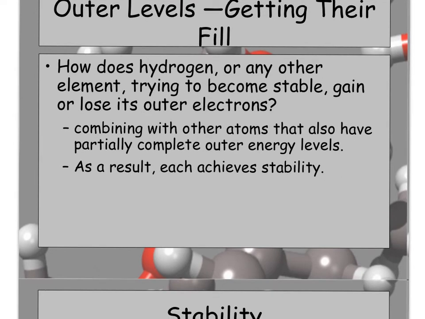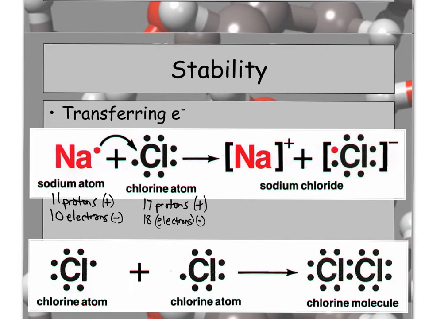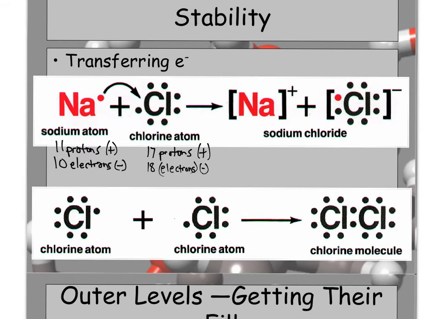How does hydrogen or any other element try to become stable? Gain or lose electrons in its outer shell, combining with other atoms that have a partially completed outer shell. As a result, each will achieve stability. So here's an example. Transferring electrons, and once again, this is called an ion. So sodium will transfer its electron to chlorine.